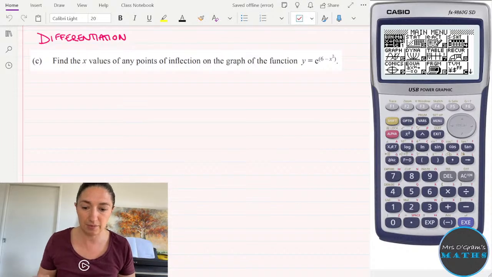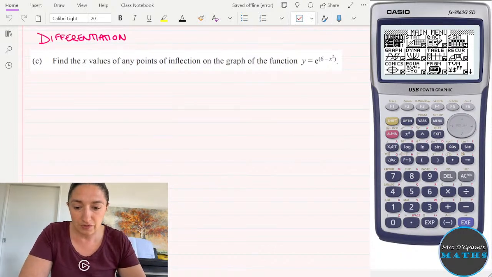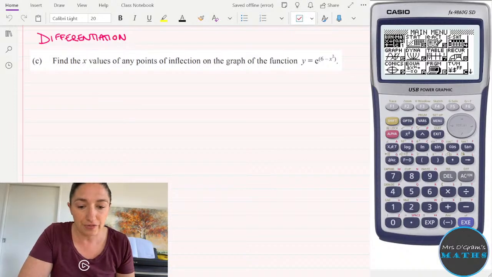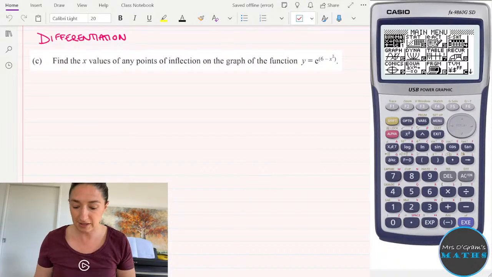Okay, so I've got a differentiation question up. We'll have a go at doing that. So we've got the x values. We want to find the x values of any points of inflection on the graph of the function y equals e to the 6 minus x squared.